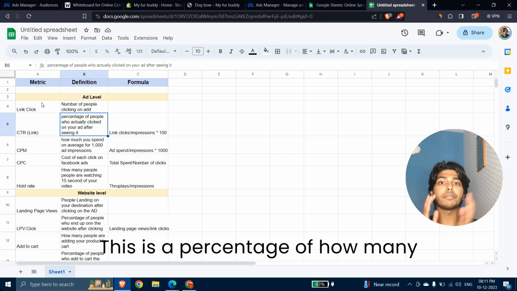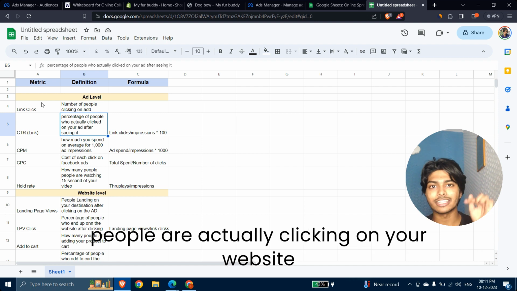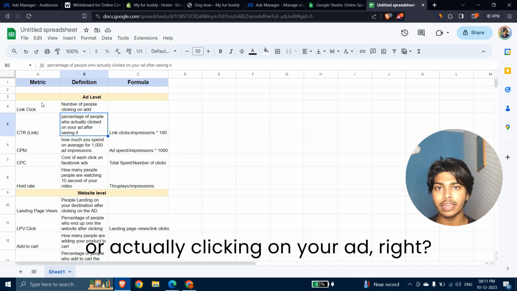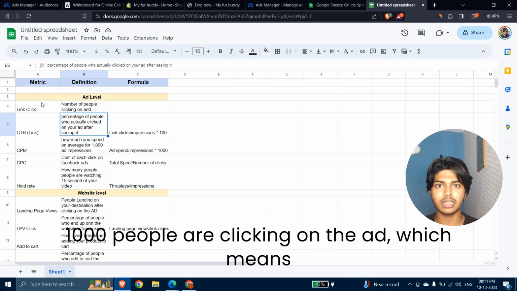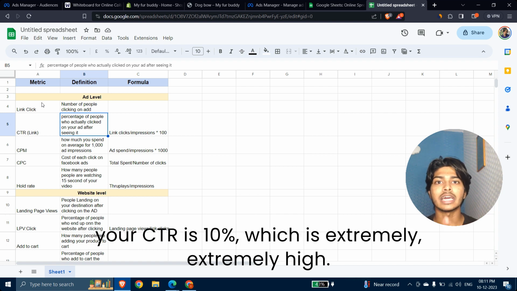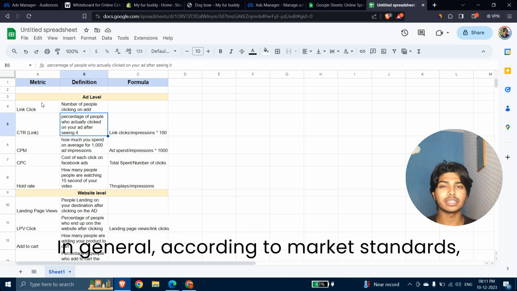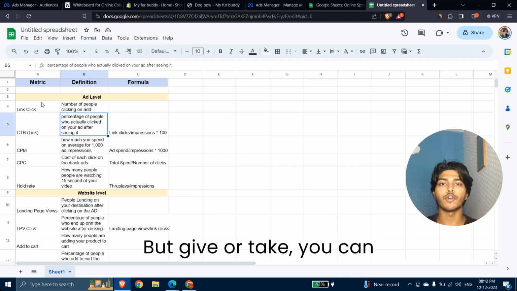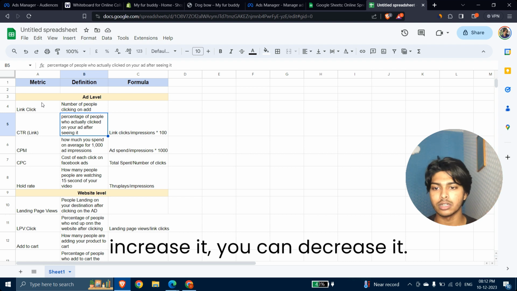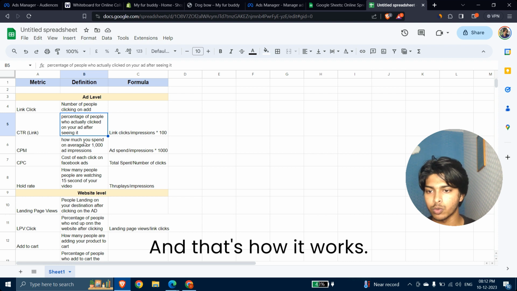Next is CTR. This is a percentage of how many people are actually clicking on your ad, right? So let's say 10,000 people are watching it and 1,000 people are clicking on the ad, which means your CTR is 10%, which is extremely high. In general, according to market standards, the CTR is around 2%, but give or take. You can increase it, you can decrease it. And that's how it works.